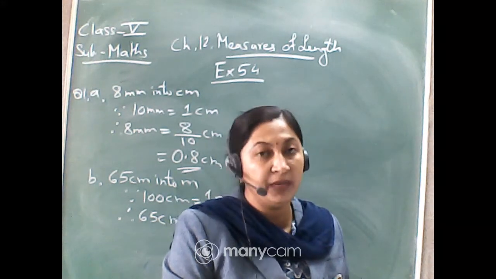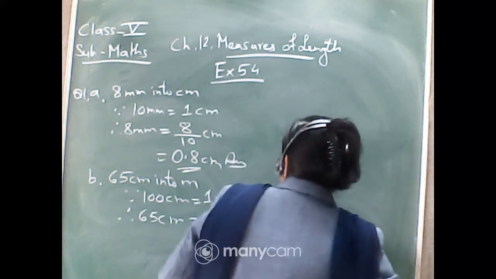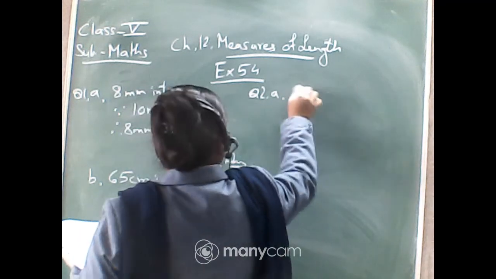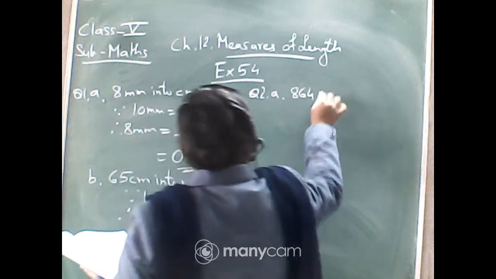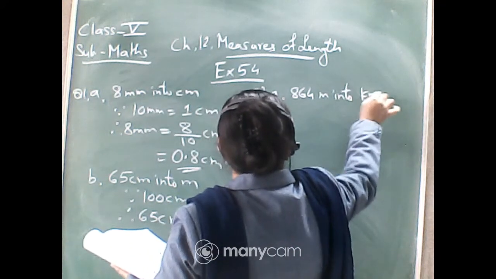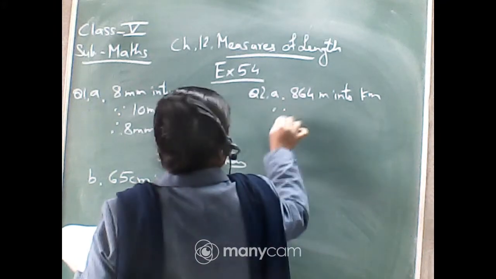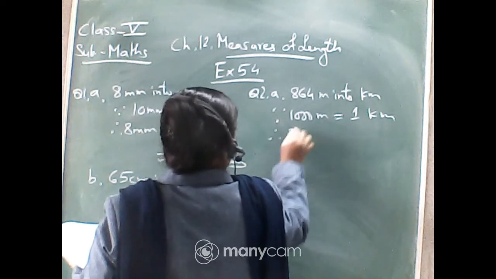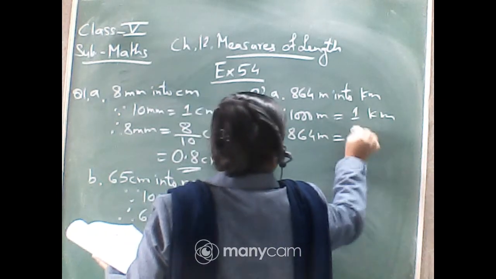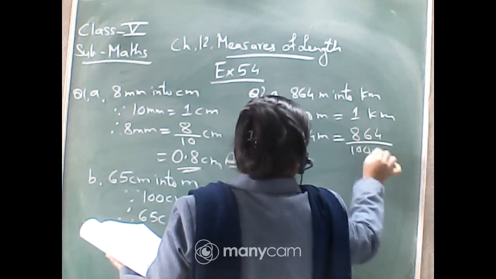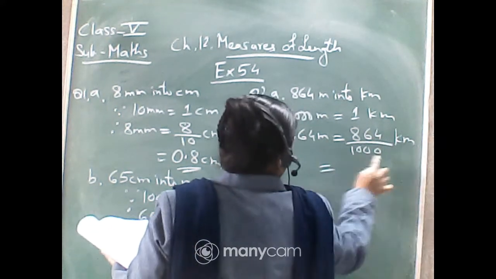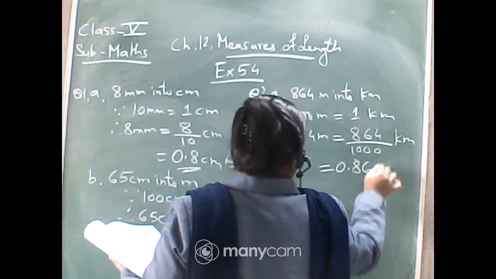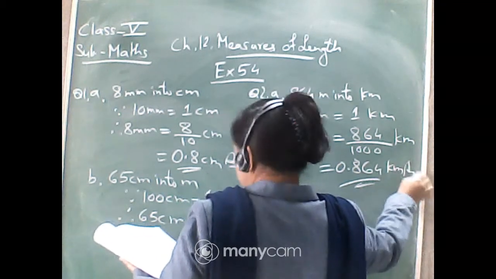Next, question number 2, convert meter into kilometer. Now you have to convert from meter to kilometer. So let us do question number 2. Question number 2 A is given 864 meter into kilometer you have to change. So what we will write? We will write that since 1000 meter is equals to 1 kilometer, therefore 864 meter is equals to 864 divided by 1000 kilometer. So here 1 2 3 zeros, so 1 2 3 digits and then the decimal. That means 0.864 kilometer is the answer.